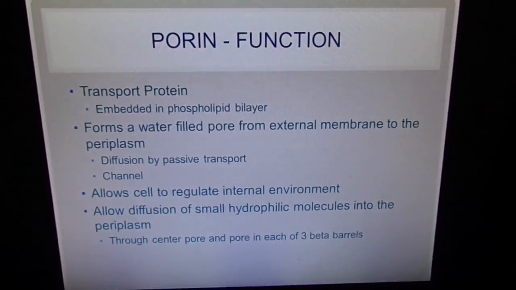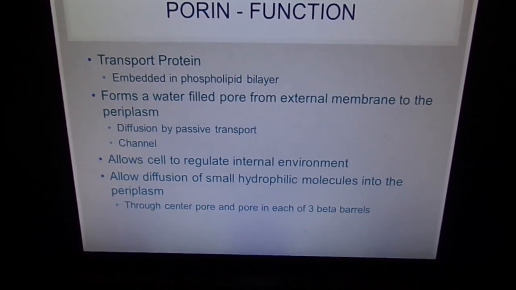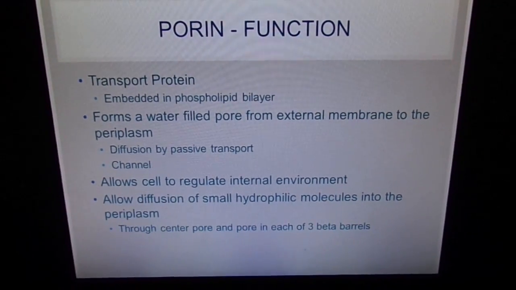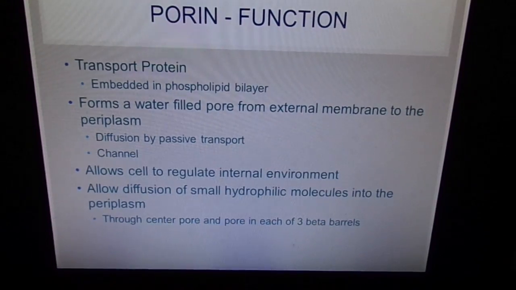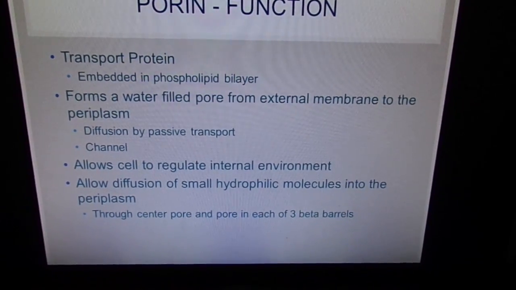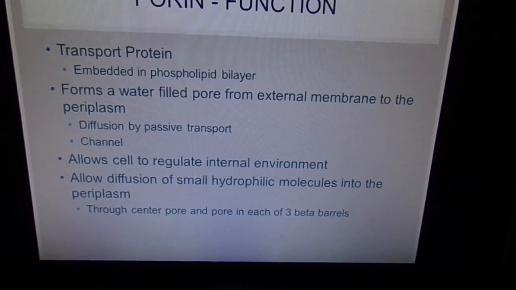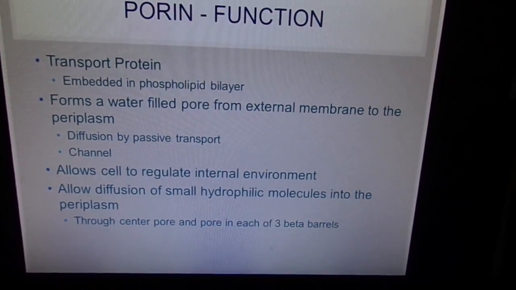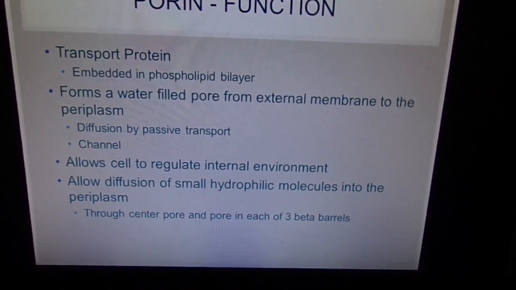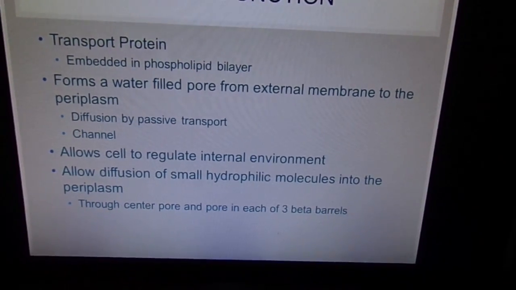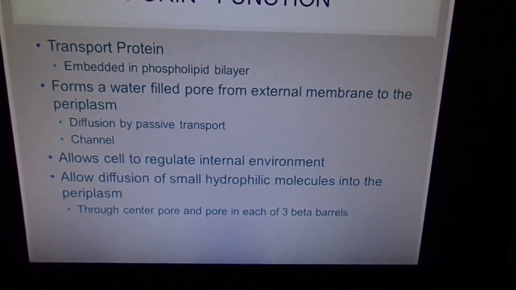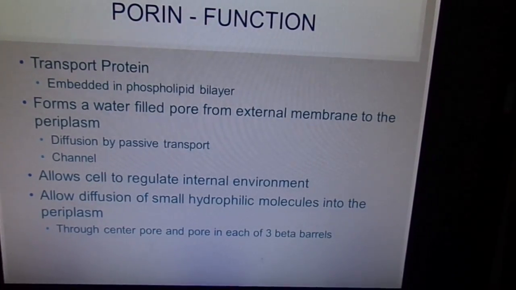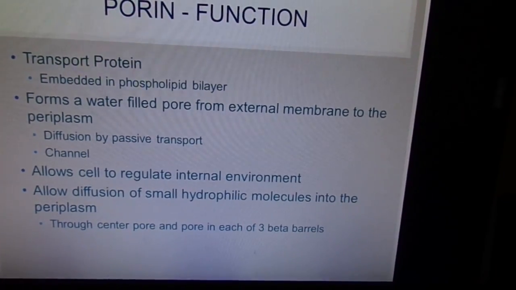The function of Porin is a transport protein. It's embedded in the phospholipid bilayer. We just saw that. It allows things to come into the cell. It forms a water-filled pore on the external membrane into the periplasm. The diffusion by passive transport comes in. It's a channel, and it allows ions and small molecules to diffuse into the periplasm from the external environment. It is a channel, and it is passive transport, so therefore it doesn't require any energy.